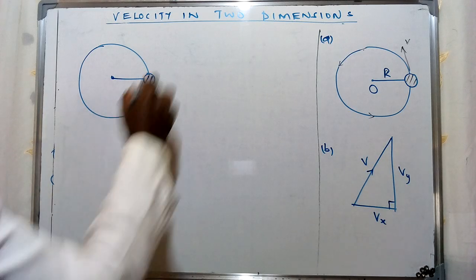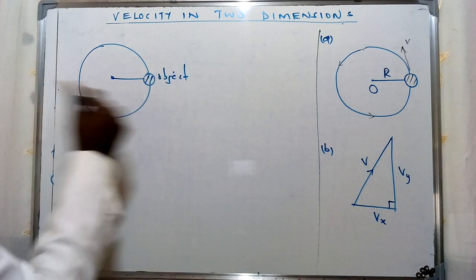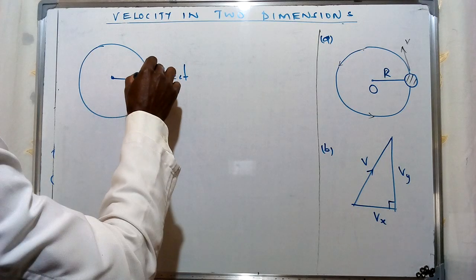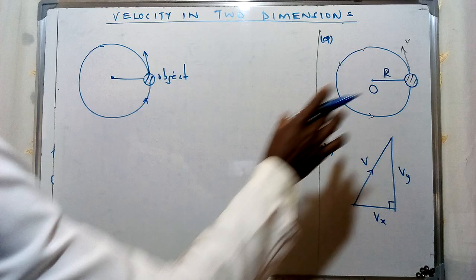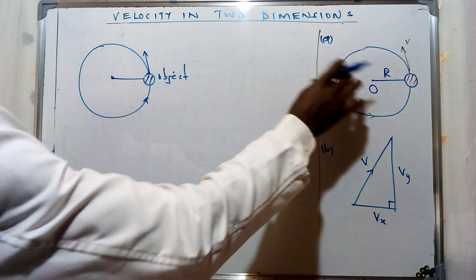Sorry for that. Let's consider this one to be an object moving in a circle in this specific direction. So the velocity component of this specific object is going to be tangential to its path of travel, as we have depicted in this specific illustration on our first case, A.